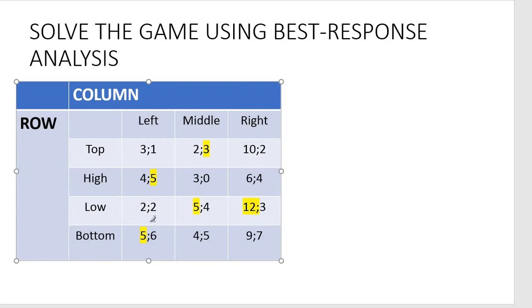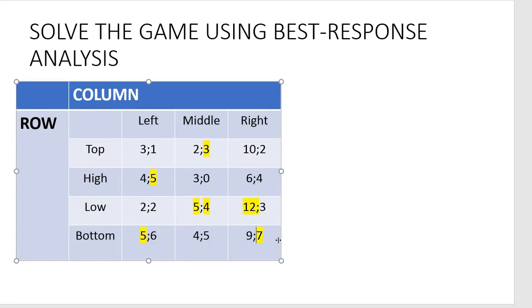If the first player decides to go low, then the second player can go left and get 2, middle and get 4, or right and get 3. In this case, middle will provide the highest payoff. Finally, if the first player decides to go bottom, then the column player can go left and get 6, middle and get 5, or right and get 7. Obviously, 7 is the maximum available payoff in this case.